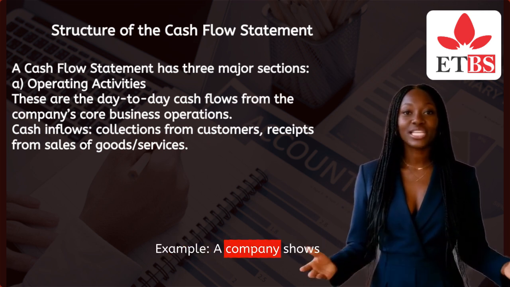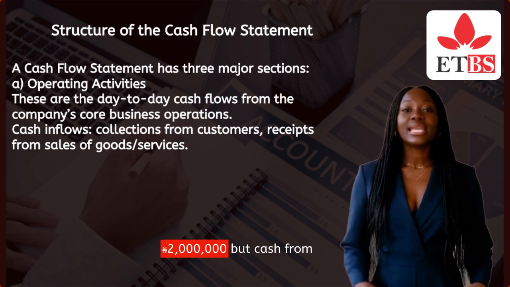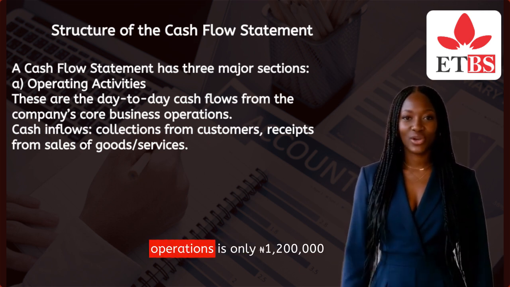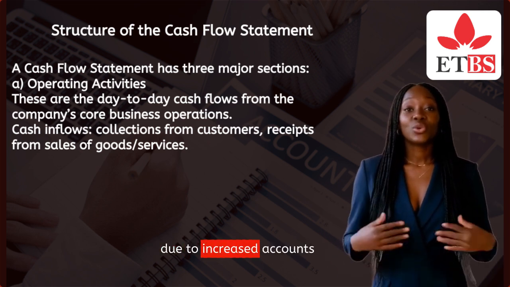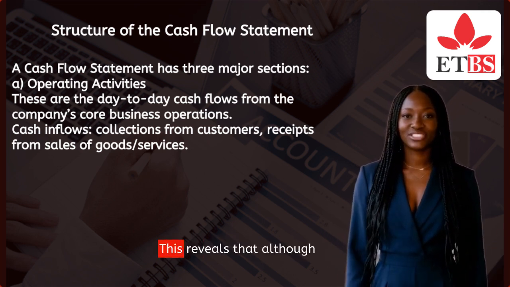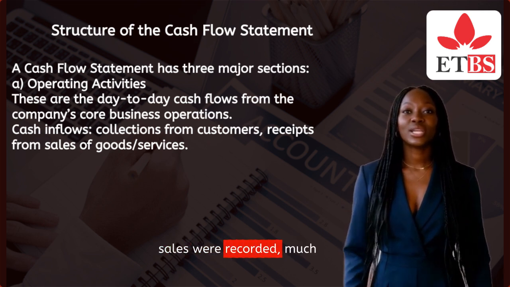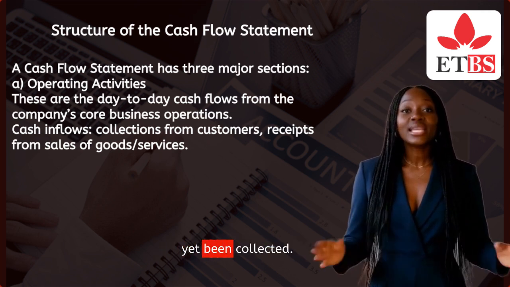Example: a company shows a net income of 2 million naira, but cash from operations is only 1,200,000 naira due to increased accounts receivable. This reveals that although sales were recorded, much of the cash hasn't yet been collected.